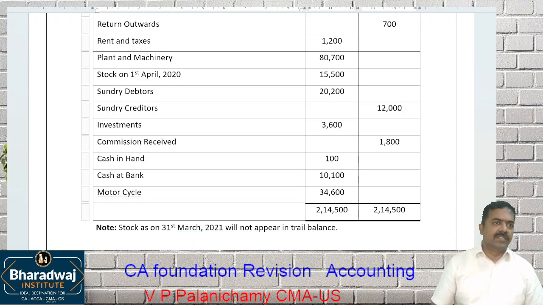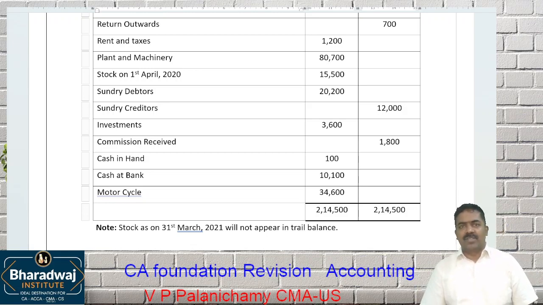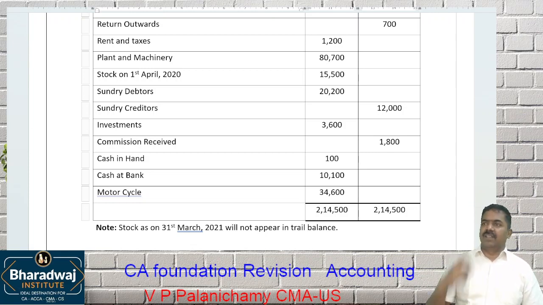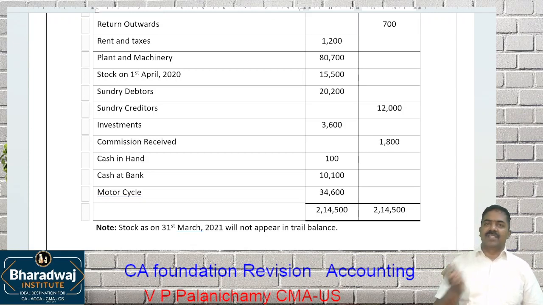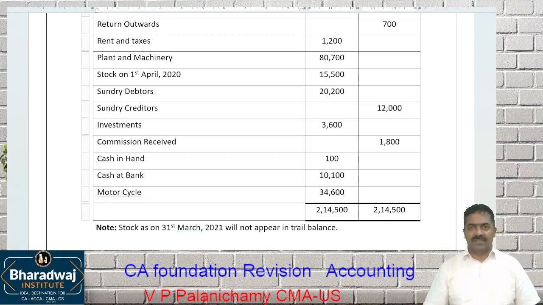Learning this matters because tomorrow we are going to see which one? Final accounts. When closing stock is given in the adjustment, we will show it in the trading account as well as in what? Balance sheet. If closing stock is already shown in the trial balance, purchases have already been adjusted. So we can directly prepare which one? Balance sheet, where we can show the closing stock.